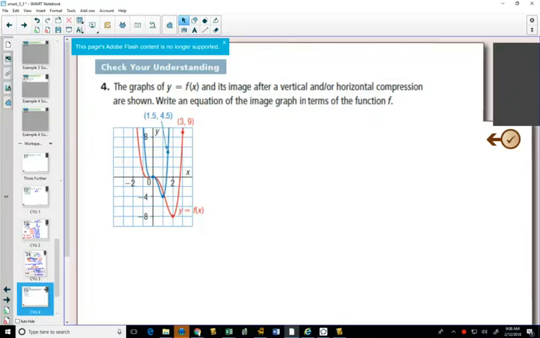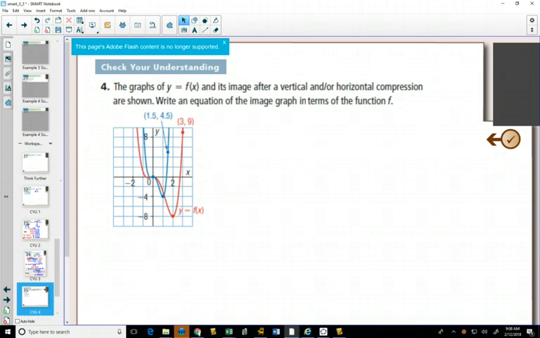We are given two graphs. We're given f of x, so the red graph is the original graph, and its image, the blue graph. And it tells us that a vertical and horizontal compression has happened. We want to write the equation of that image graph in terms of f of x.